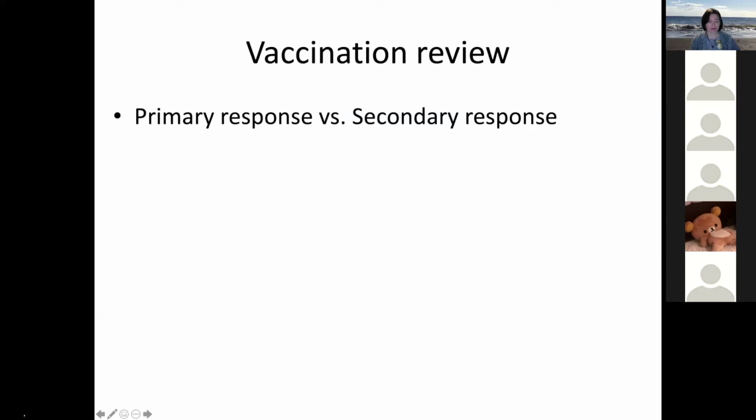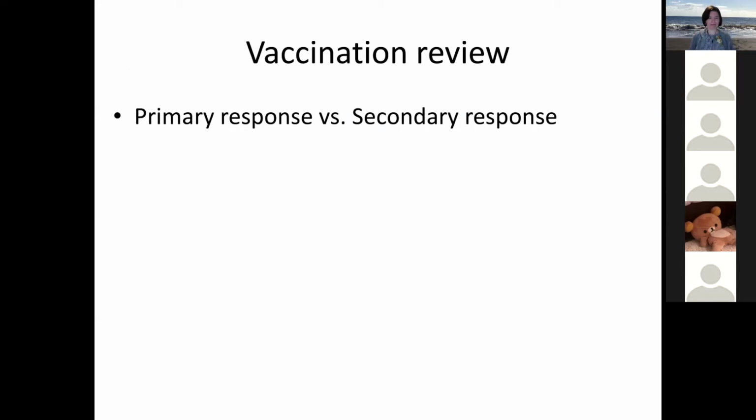So these are some prompts for the review that I suggest you do. Let's quickly have some raised hands for some of these, just off the cuff. How would you explain the difference between a primary response and a secondary response? Raise your hand if you want to explain the difference between a primary and secondary response in the adaptive immune system.